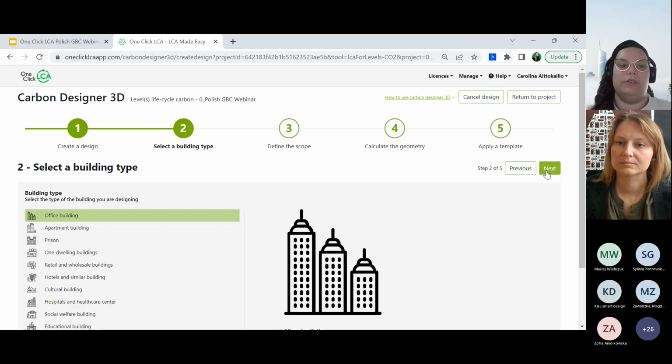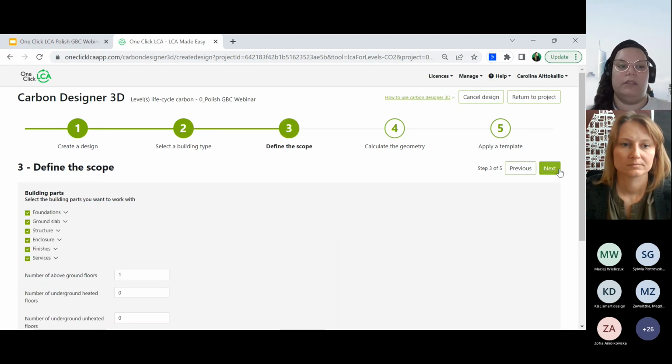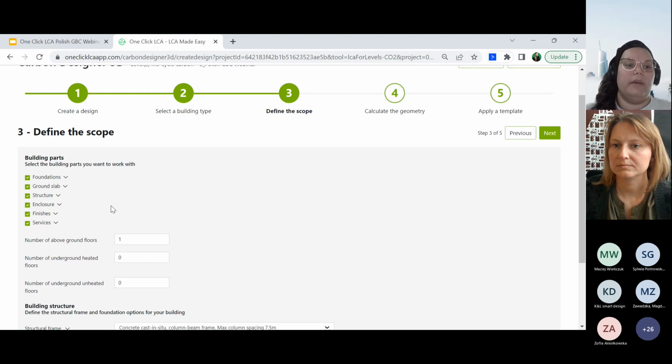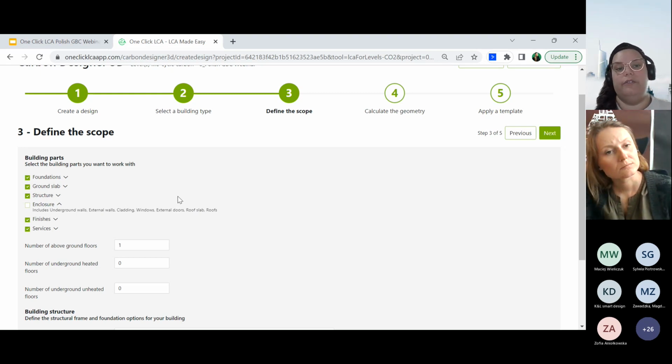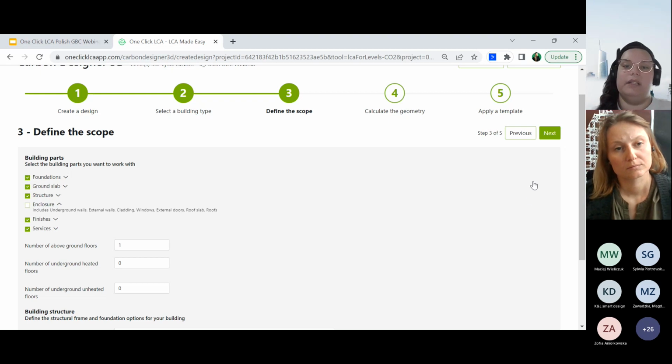I would just go here so we have a quick look at this. So here we have, for example, the enclosure. You can exclude it here from your assessment, and then you can add it separately if you have some kind of special facade. Then you could do it like this. Otherwise, it would be just a typical kind of facade, nothing really special.